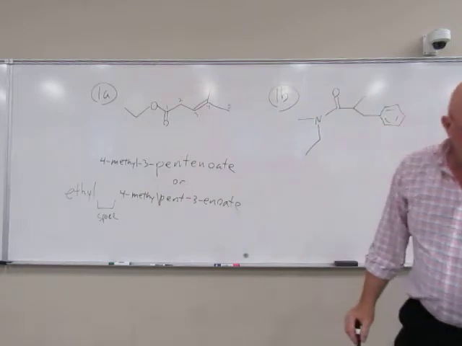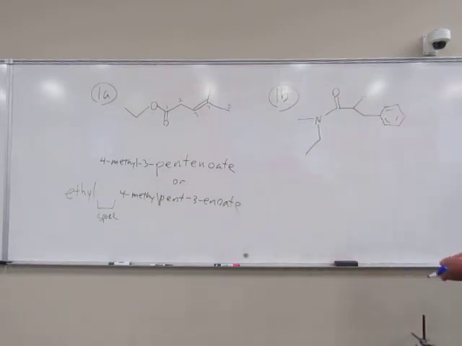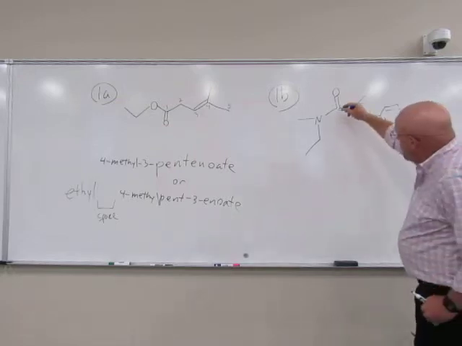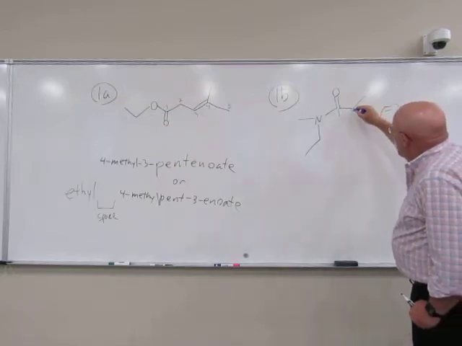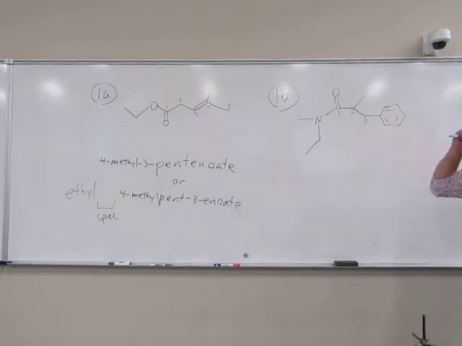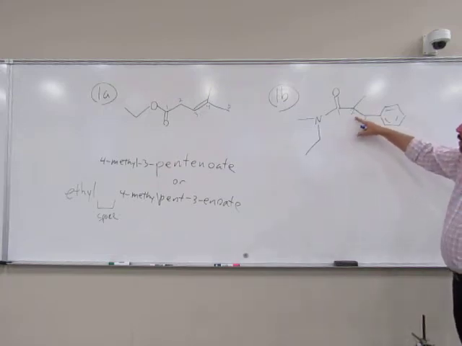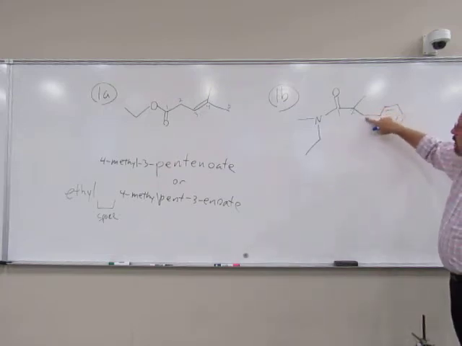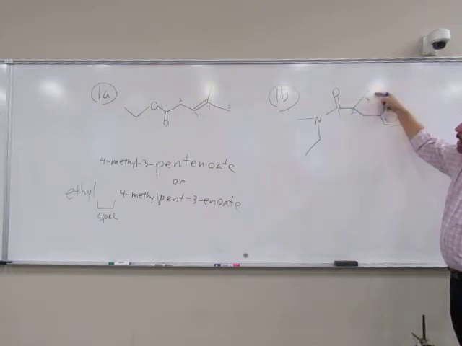Okay, let's name our next one here. Again, we're going to number our chain. We're going to start with the carbonyl. We've got 3 carbons in our chain. Now you might say, I went 1, 2, 3. Why didn't I go the other way, 1, 2, 3? I got a tie both ways.